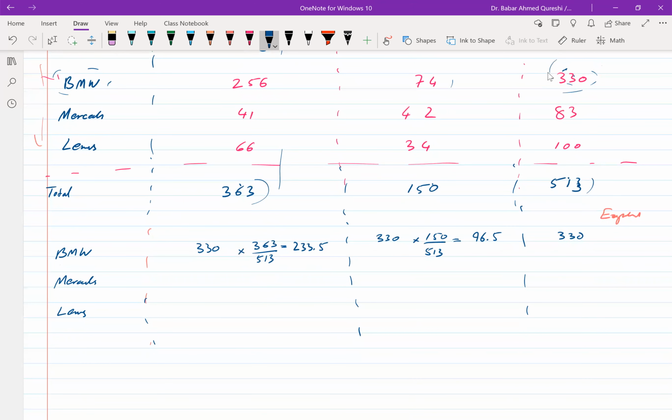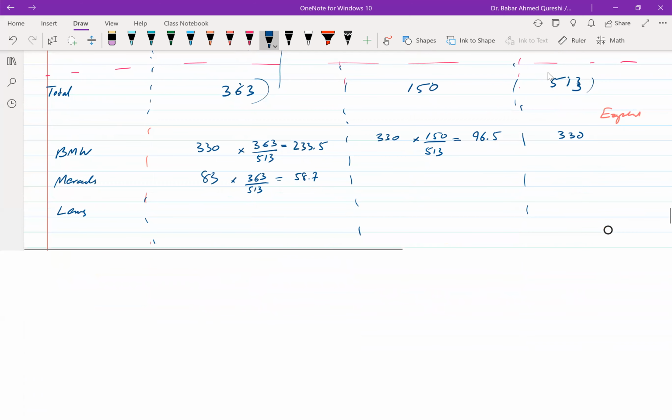Similarly, what number should I put in here? Again, the logic is that 363 out of 513 are going to say sporty. And since I have 83 Mercedes in my data, this number must be this probability times how many Mercedes I have. So I must have 58.7 expected to say sporty when they hear Mercedes.